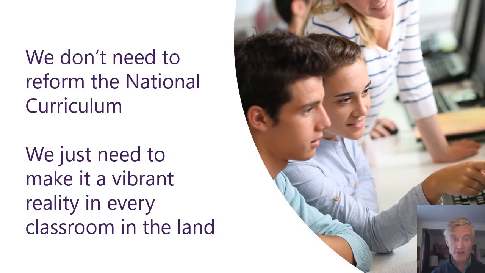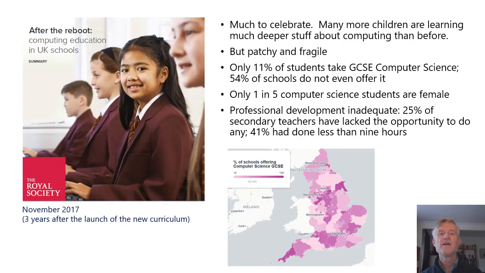So, story so far: we don't need to reform the national curriculum, we just need to make it into a vibrant reality in every classroom in the land. Now that is not easy. In 2017, 3 years after the launch of the new national curriculum, the Royal Society released this report called After the Reboot. There was really a kind of state of the nation summary of how things were going across the country.